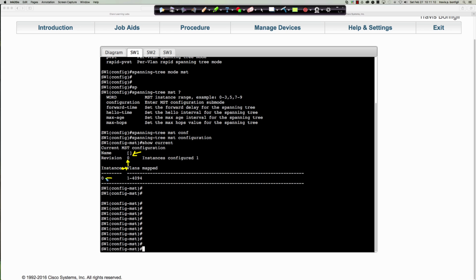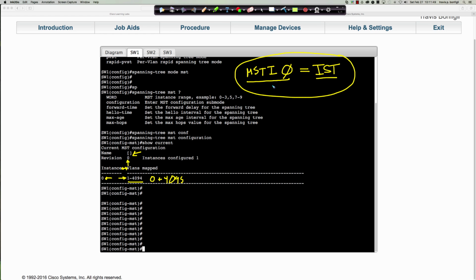And it's basically instance 0 is mapped to all possible VLANs. Remember that 0 and 4095, those are reserved, so those would never show up here. So we've got this MSTI, multiple spanning tree instance 0. Now, this is also called the internal spanning tree, IST. So MSTI 0 is referred to as the internal spanning tree.